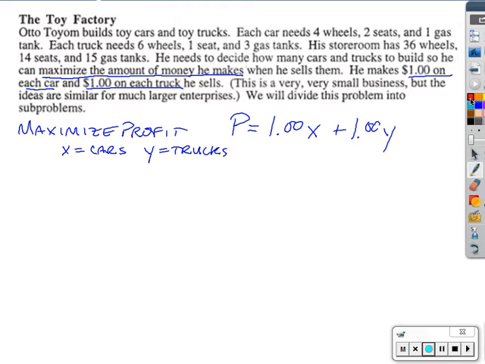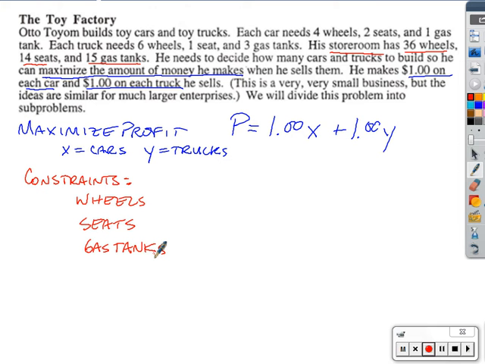Now we move on to the constraints, because in a perfect world, Otto would have unlimited resources and he could make as many cars and trucks and sell as many cars and trucks as he wants, but that's not the reality that he lives in, because his storeroom here is small. It has 36 wheels, 14 seats, and 15 gas tanks. So these are our constraints: wheels, seats, gas tanks. We need to write an inequality for each of those constraints.